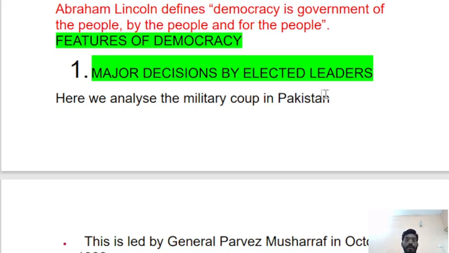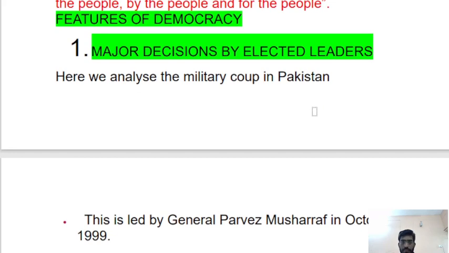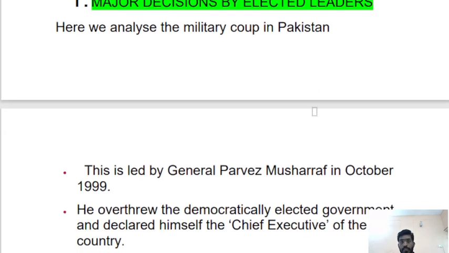First one is major decisions by the elected leaders. Okay, the taking of major decisions must be in the hands of elected leaders. Yes, here one example is given. Which type of country is called a democratic country? Here the example is given about Pakistan. In that Pakistan, what happened?